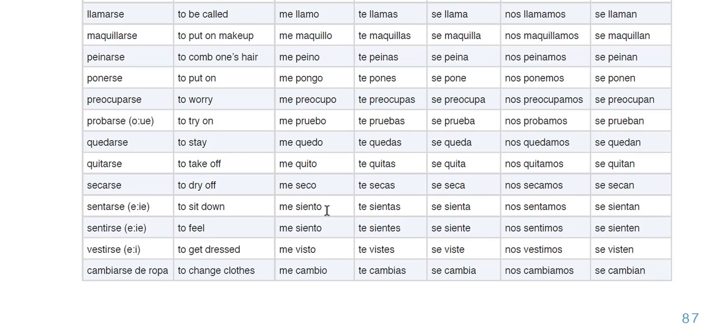So you may have heard someone say, siéntate, telling their child, sit down. Siéntate. That's a command form. We cover basic command forms in Spanish towards the end of Spanish 2, and perhaps even at the beginning of Spanish 3. So if you're sticking around for Spanish 2 and 3, you can anticipate command forms, bossing people around. Sentirse is to feel, me siento. Vestirse is to get dressed, me visto. And finally, cambiarse de ropa is to change one's clothes, me cambio.